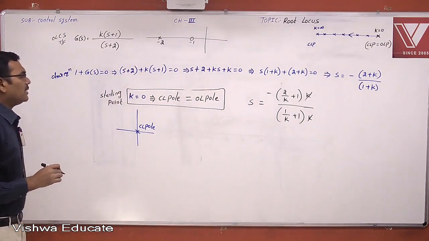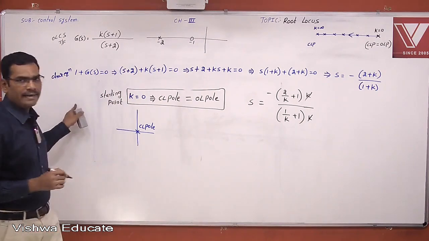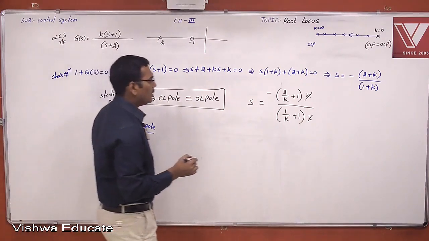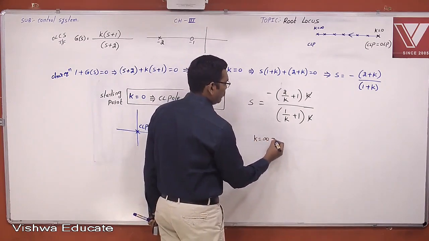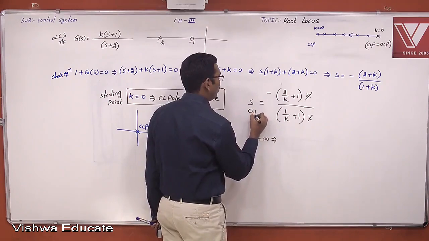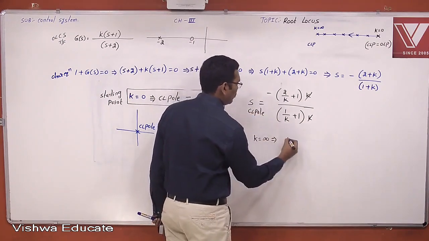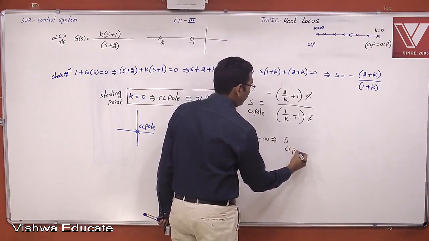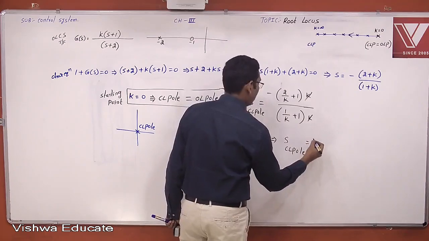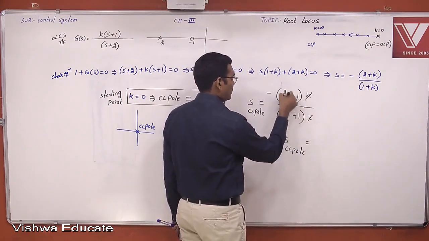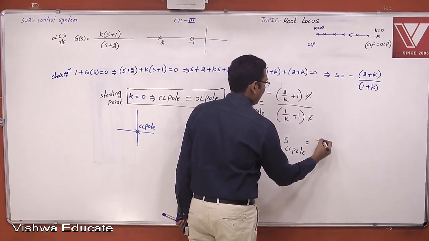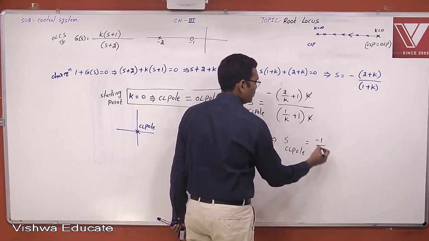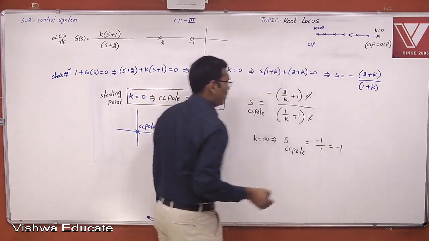So when system gain k equals infinity, I want the ending point. Now when system gain k equals infinity, this is the closed loop pole location. Where is the closed loop pole? The closed loop pole is equal to something by 0, something by infinity, this is 0, minus 1 by 0, 1, which is equal to minus 1.